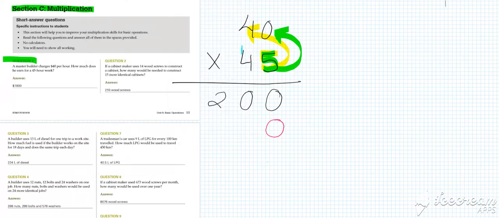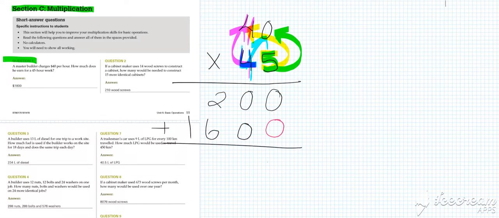So now we're going to start on this side. We're going to go to the right. 4 times 0 is 0. And then we have one more number that hasn't got a highlight on it. 4 times 4 is 16. So we're going to put 16 down the bottom. And then we're going to add these two together. 0, 0, 8, 1. Because it was money, there's our $1,800.